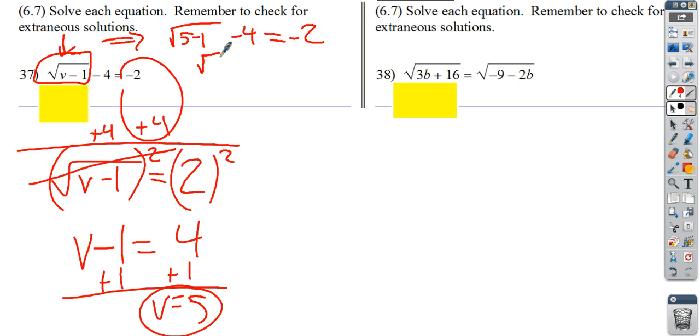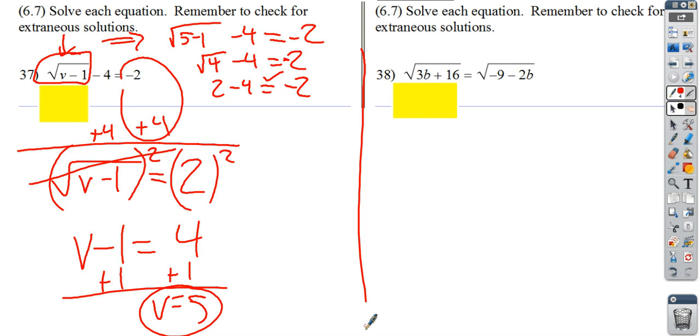The square root of 5 minus 1, or 5 minus 1 is 4. The square root of 4 is 2. 2 minus 4, that does equal, sorry, that's supposed to be negative 2. That does equal negative 2, so that checks out. So 5 is not an extraneous solution, it's a real solution.